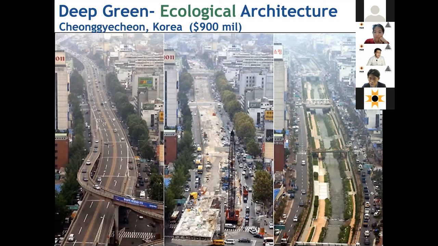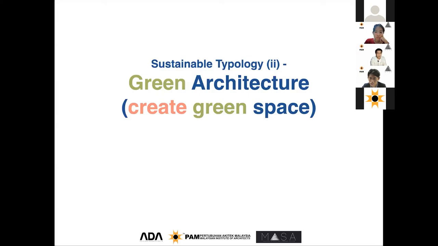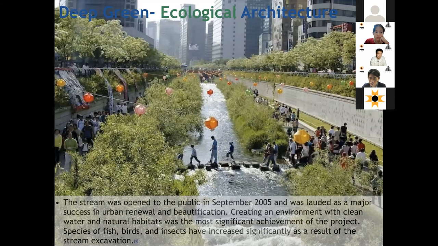And yes, they have made the most of it. Only 90% of the area in Kuala Lumpur is not green. But we have a lot of precedents that can bring the nature back to the city. Like for example, Cheonggyecheon, Korea. Just now I showed you. This is a very good example to bring back the nature in the city center.